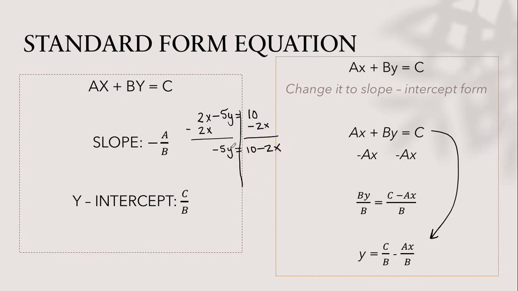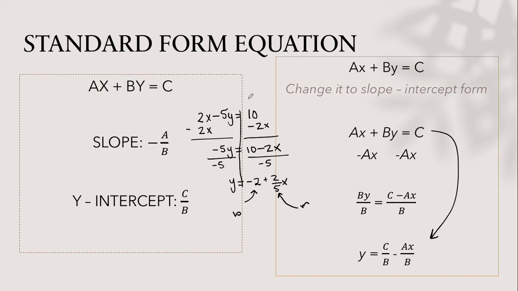Then y is not isolated yet. I have a negative 5 as a coefficient, so I need to divide both sides by negative 5. And when I do that, 10 divided by negative 5 will give me negative 2. Negative 2 over negative 5 is positive 2/5 x. So there's the y-intercept of negative 2. There's the slope of 2/5.